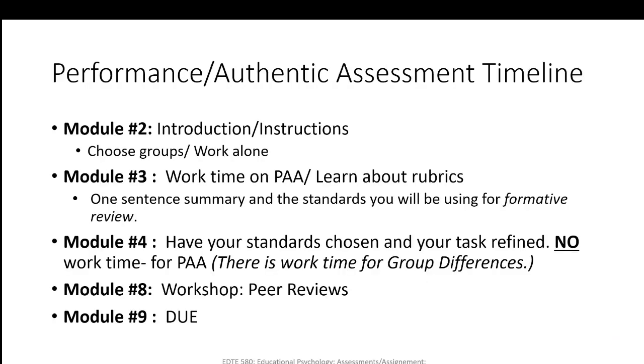As a final reminder, here's the timeline for your performance/authentic assessment. You've already been introduced to the project. You should have a general idea of what you're going to have your students do for their performance/authentic assessment, and you're going to learn about rubrics. And remember, when you create your rubric, you should be measuring your student success both in the content area and on the literacy standard, their ability to speak, listen, or create. You should also have your standard chosen and your task refined by Module 4. You will get feedback if you haven't done so already. And then in Module 8, we'll do peer reviews, and then in Module 9, your final project is due.